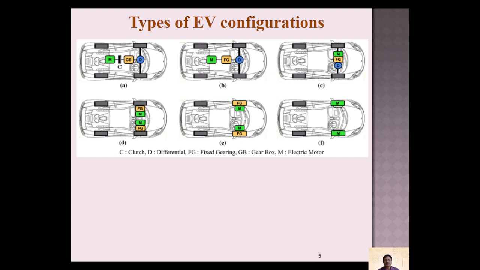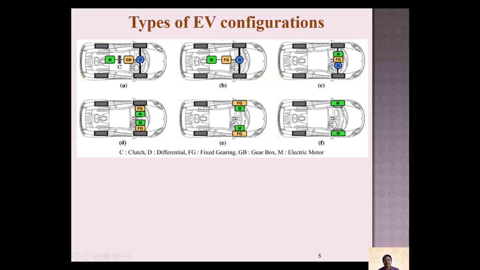So we have 6 different EV configurations. These configurations are based on the clutch position, differential position, fixed gearing, then gearbox, then electric motor. Each is specified with a significant letter. M defines the motor, electric motor, then GB defines the gearbox, FG fixed gearing, D differential, C for clutch. Figure A represents the motor and clutch, then gearbox, then differential unit.